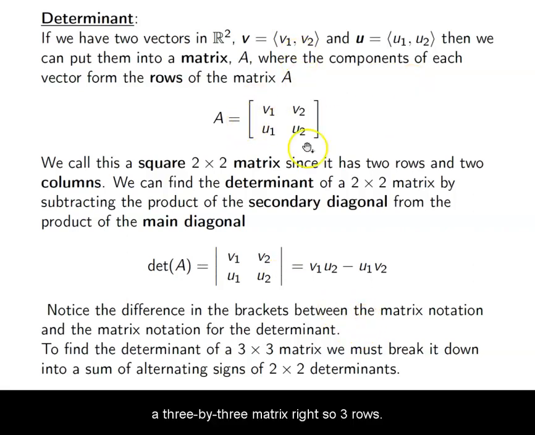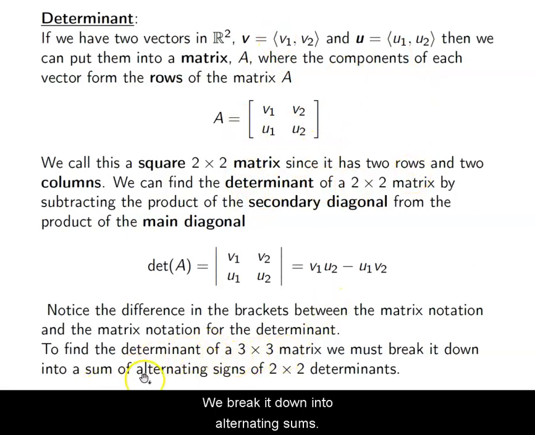So for 3 rows and 3 columns, we break it down into alternating sums of 2 by 2 determinants, right? So that means we'll have a plus, minus, plus, minus, plus, minus, plus, minus. And what we're doing is finding sub-determinants of that 3 by 3 matrix. That might sound a little confusing, so we're going to do an example.